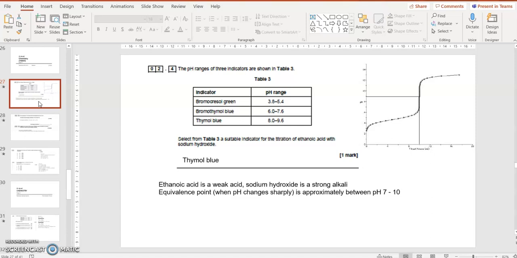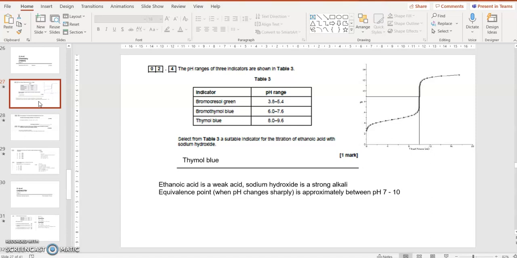The pH is going up rapidly between around pH 7 and 10, something like that. So the equivalence point is halfway between 7 and 10. Since it's going up rapidly between 7 and 10, I'm looking for an indicator that fits in between, higher than 7 but less than 10, so the answer is thymol blue. 8.9 to 9.6 is within 7 to 10.